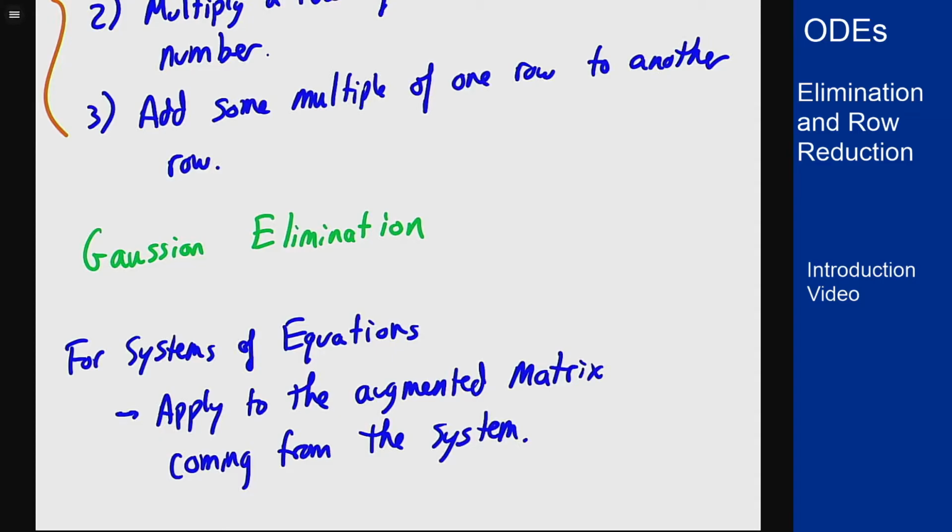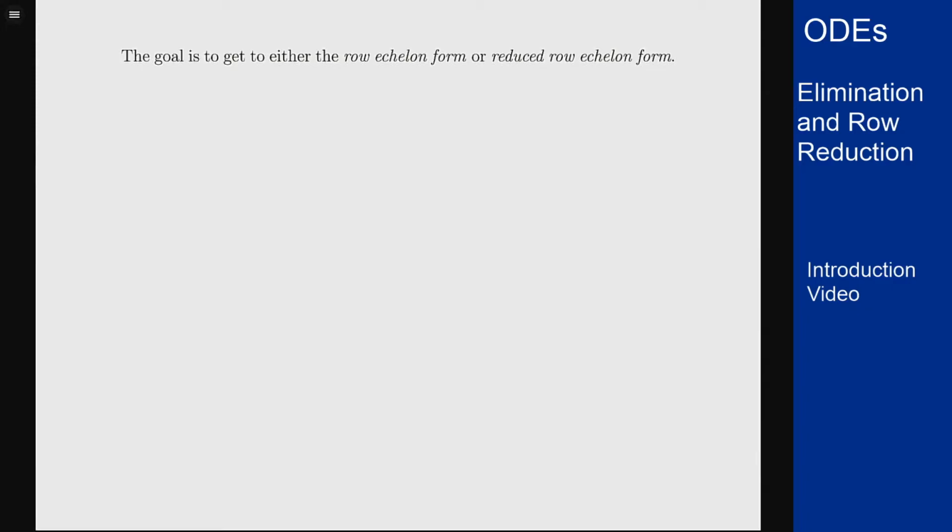Now, what are we aiming towards? Well, we're aiming towards a simplified form where we can read off the answer. That's referred to as the row echelon form of the matrix. So we want to use this row reduction process to get down to either the row echelon form or the reduced row echelon form, depending on what kind of problem you're trying to solve.